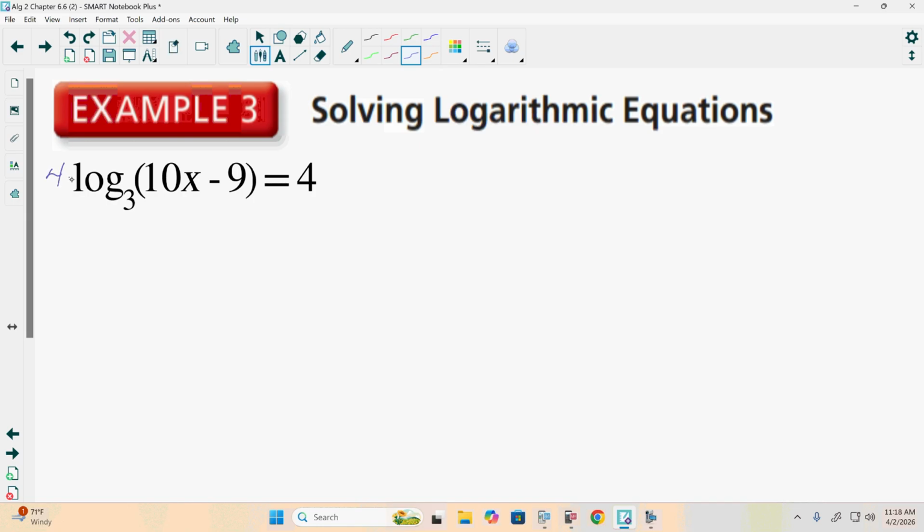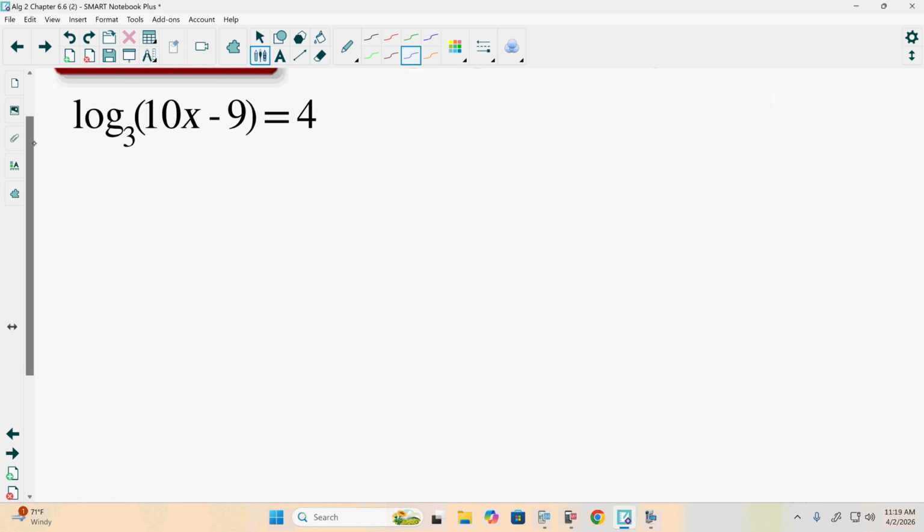Or if I had 4 times log base 3 of 10x minus 9, we would need to get that 4 to the other side. But we don't have that. We just have log base 3 of 10x minus 9 equals 4. One term on either side. So now we need to get the variable out of the logarithm. To do that, we're going to put both sides to what base? 3. We're going to put it to the same base as the logarithm. The reason we do this is because 3 to the log base 3 is going to simplify, leaving us with what's inside this logarithm.